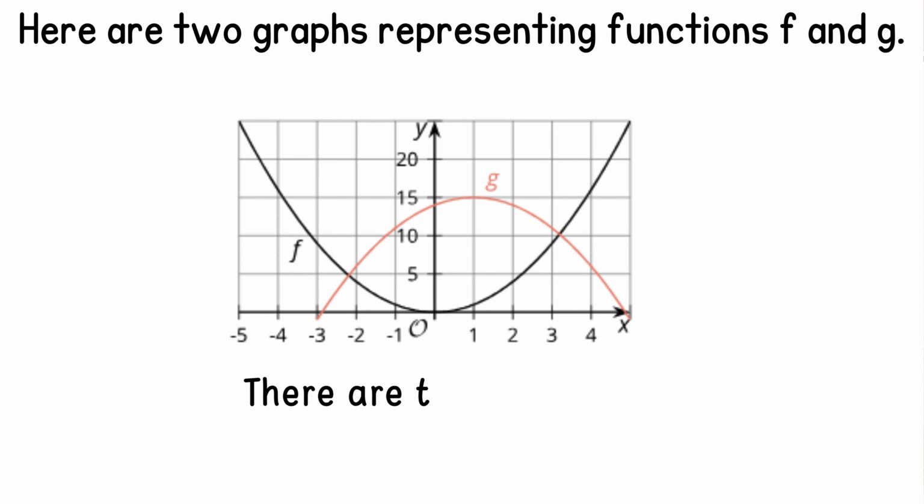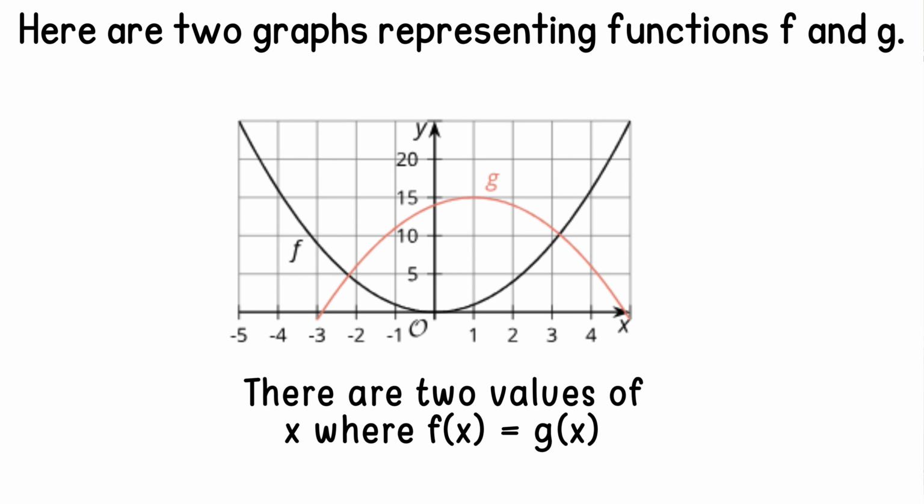The next one says that there are two values of x where f of x is equal to g of x. So this tells us that we should see two intersections. We see one intersection here when x is negative 2, and then again when x is a little larger than 3. So this is a true statement. We were able to find the two intersections.